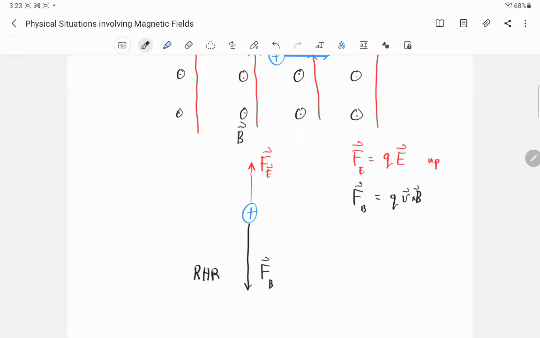So if you haven't learned how to do the right-hand rule, you are doing yourself a disservice. So go learn it now.